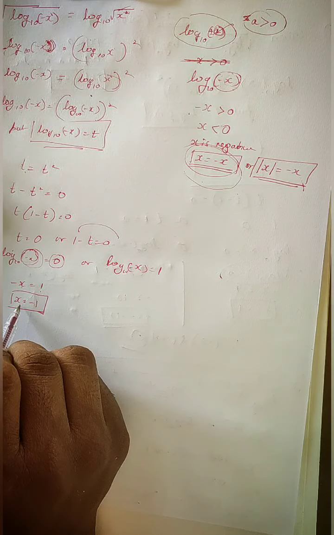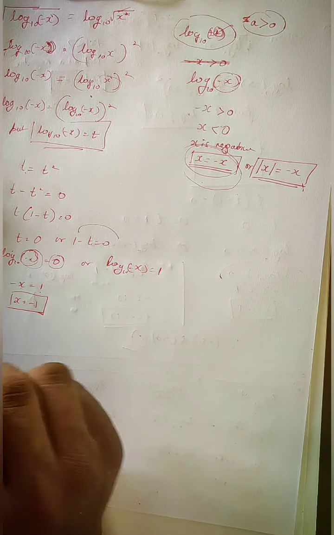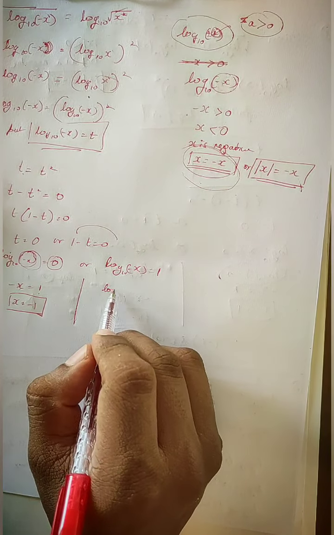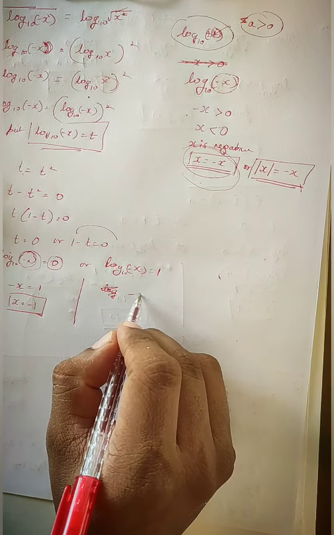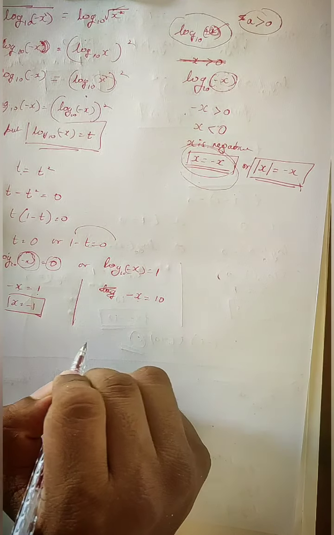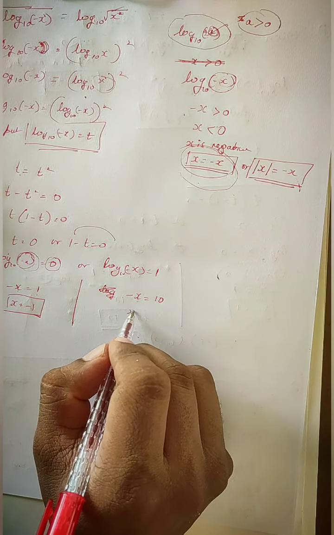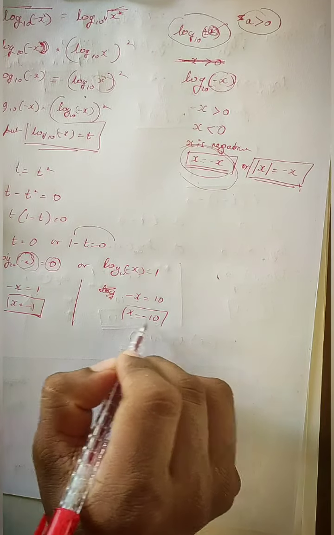Minus x is equal to 1, which means x is equal to minus 1. Next, if log of minus x is equal to 1, which means minus x is equal to 10. Please check the first sum, the same explanation is given there. So x is equal to minus 10.